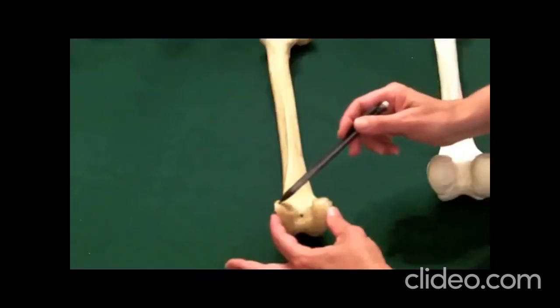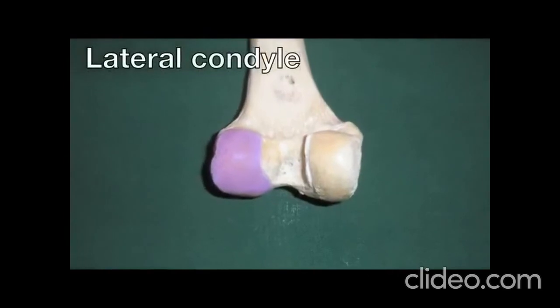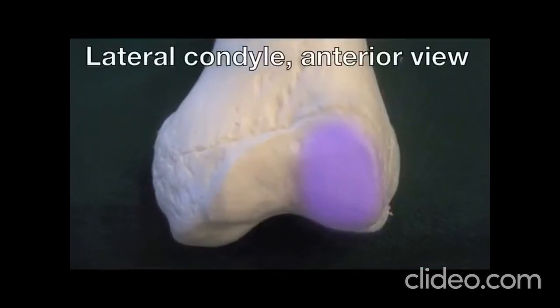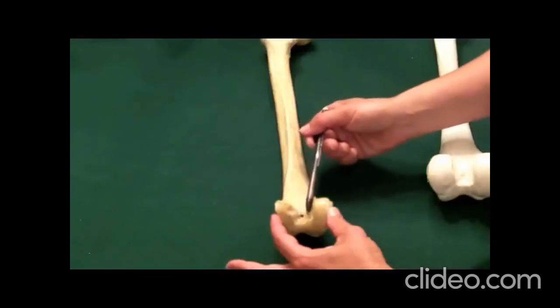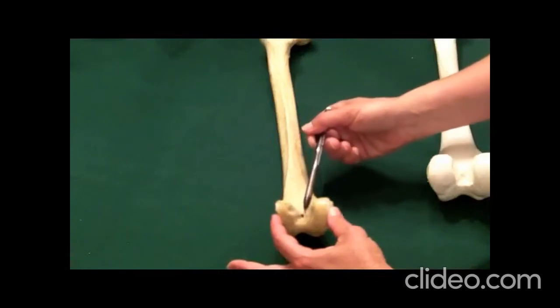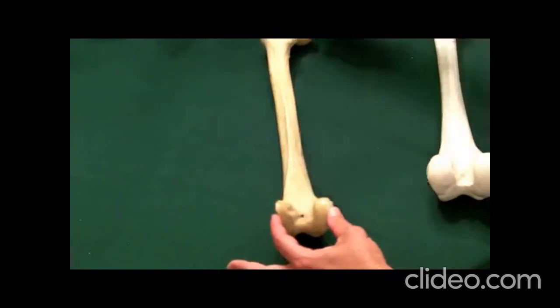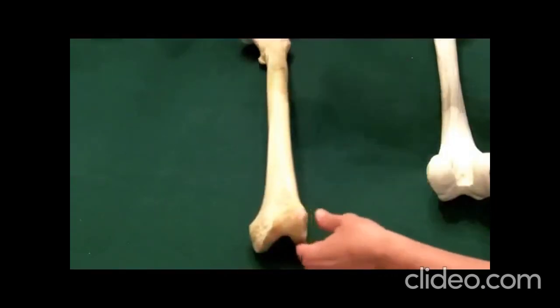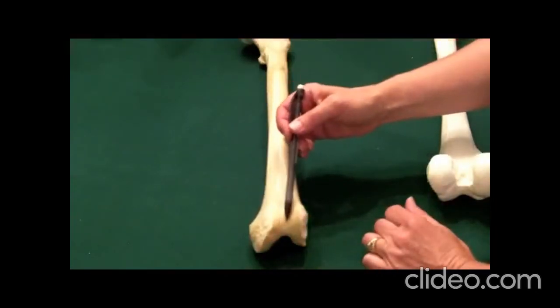This is the lateral condyle. And you can see there's a notch between the two. This is the back of the bone. That's called the intercondylar notch. Taking a look at the front of the femur, there's a smooth surface called the patellar surface.